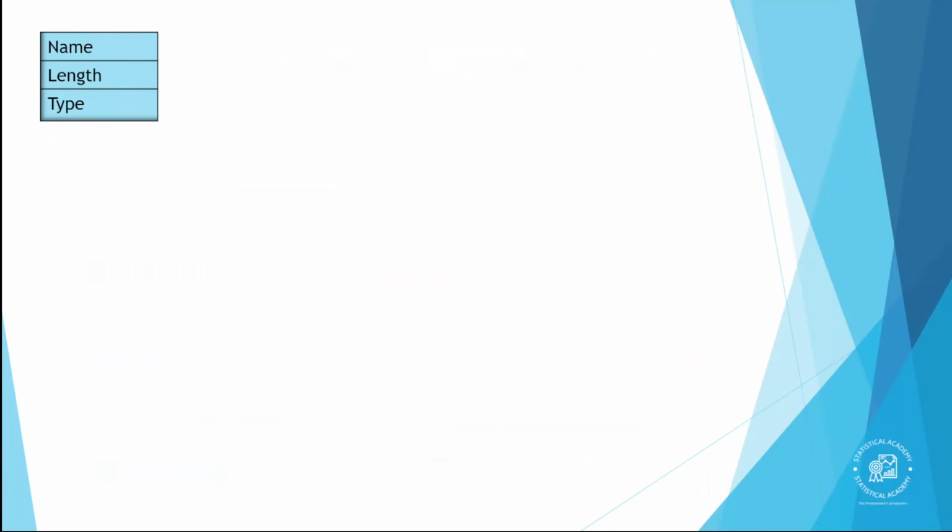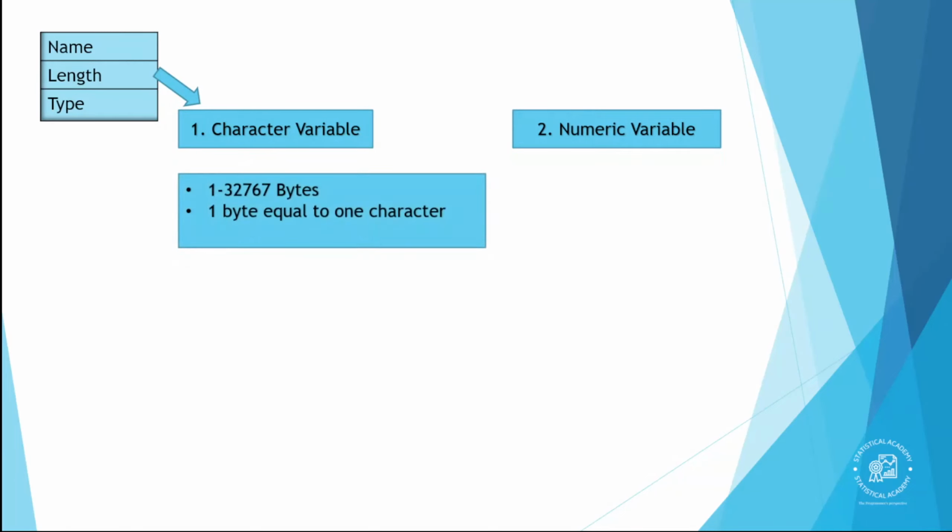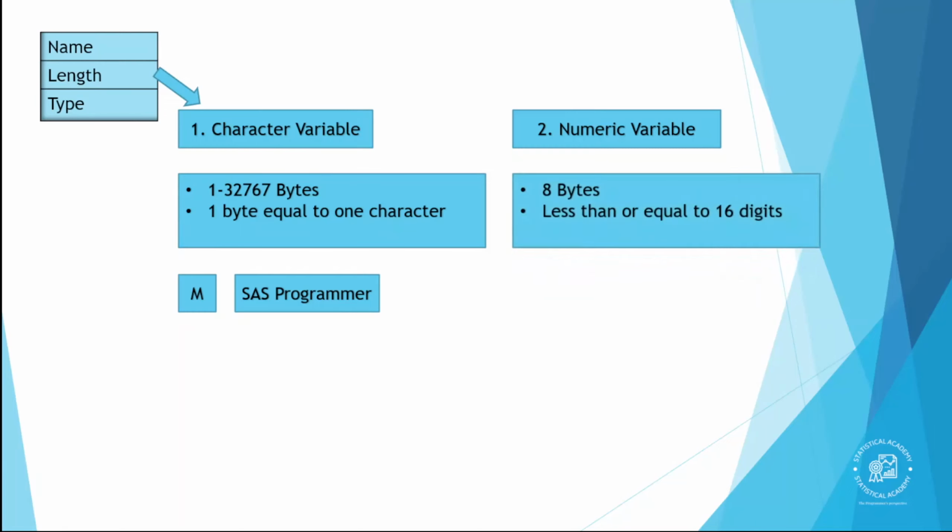The column length is the number of bytes allocated to store the column values. Length is related to the column type. Character columns can be any length between 1 and 32,767 bytes, and 1 byte stores 1 character. A column such as gender that contains 1-letter codes might have a length of 1. A column such as profession that stores the full names of professions must have a length of at least as long as the longest profession name. Numeric columns by default are always stored as 8 bytes, which is enough for about 16 digits.